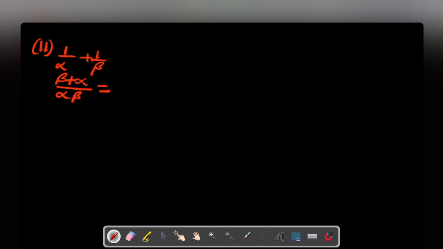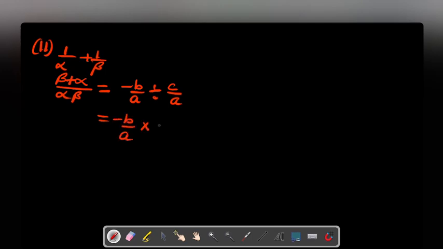Now from the property, we know that beta plus alpha is the same as alpha plus beta, which is negative b over a. Then we say divide by, because this is now our main divisor. So we say divide by alpha beta. We know alpha beta is c over a there. So now this will give us negative b over a.